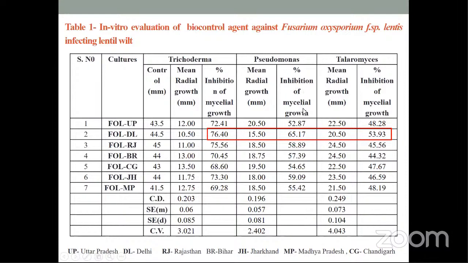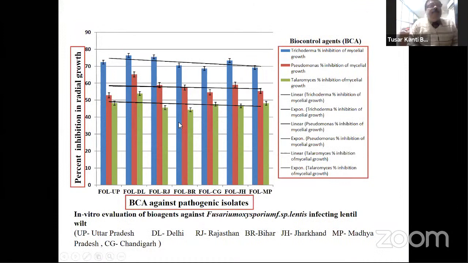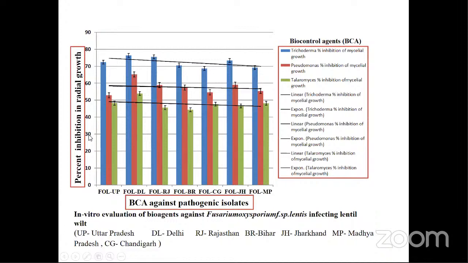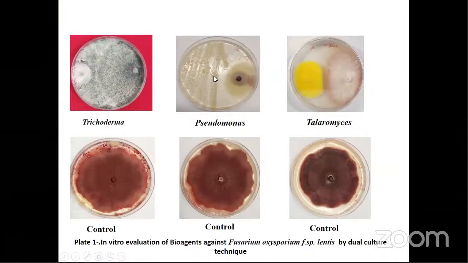This is the graphical representation of the different biocontrol agents, with Trichoderma showing the highest percentage inhibition compared to the other two. We took the results after 8 days, and this is the picture of the Trichoderma species, Pseudomonas and the other species, showing their percentage inhibition of mycelial growth as compared to the control.